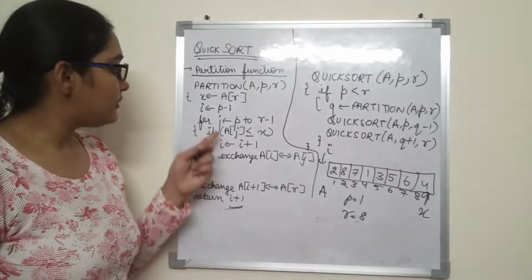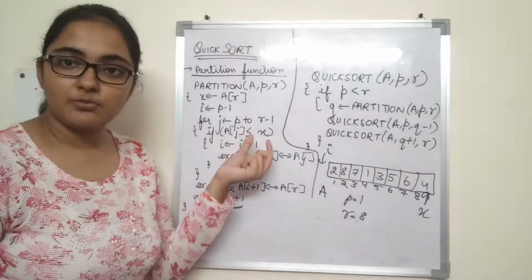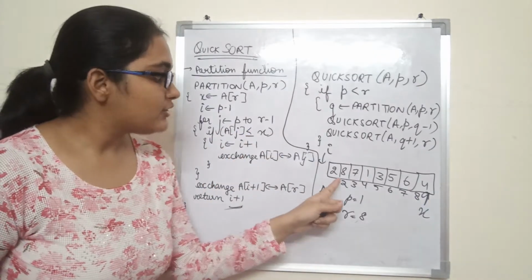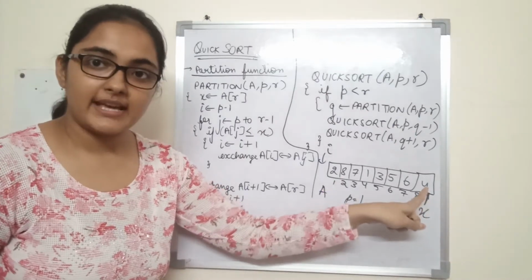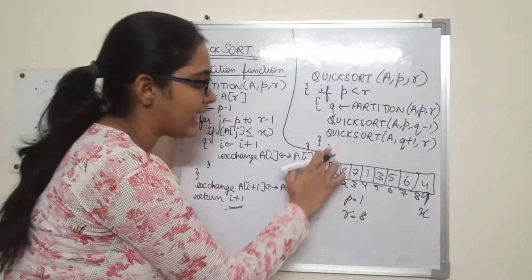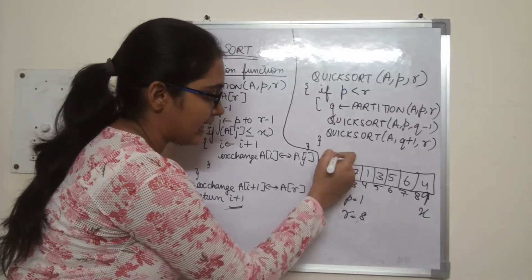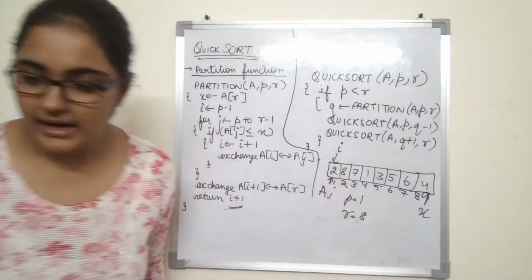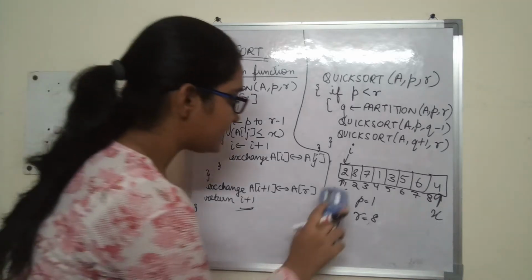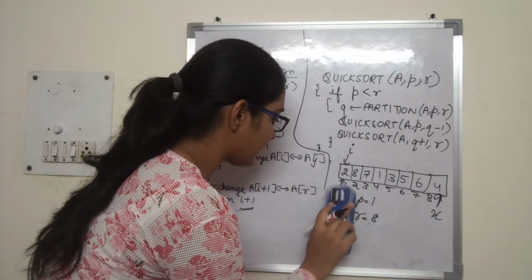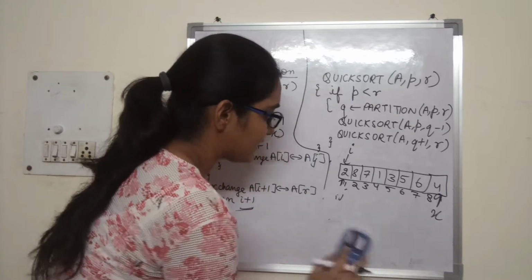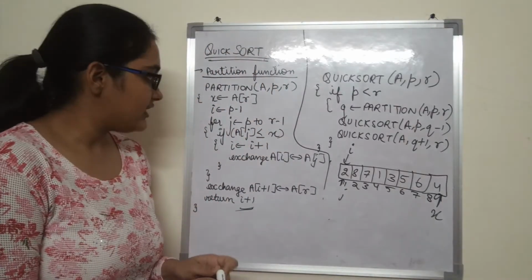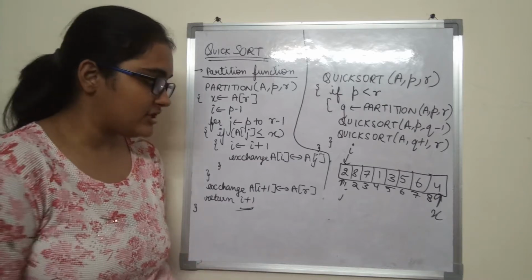What will it do? It will check for an element which is smaller than or equal to x, that is the pivot element, right? So is 2 less than or equal to 4? Yes. So what it will do? It will increment i and exchange A[i] and A[j]. So j also points here and i also points here, right? So what happens when it exchanges A[i] and A[j]? Nothing will happen, right? A[i] and A[j] are exchanged.